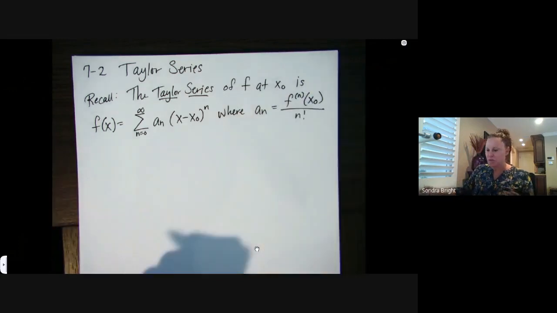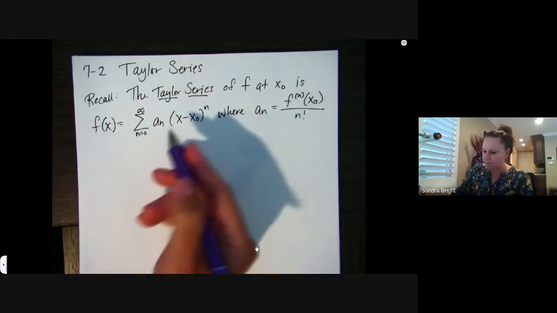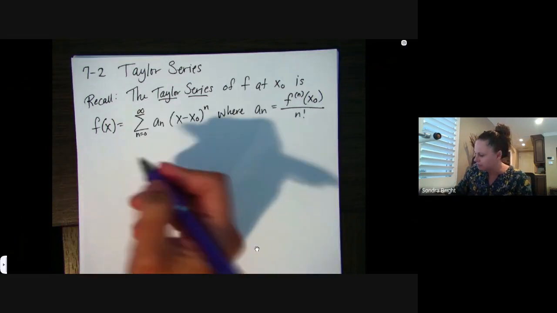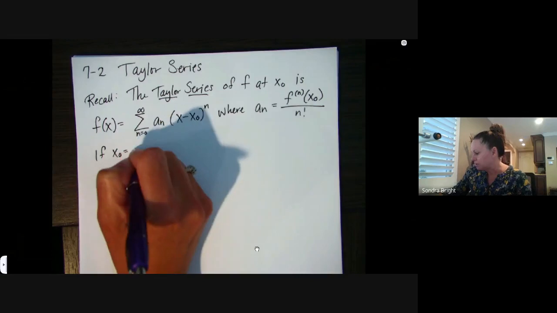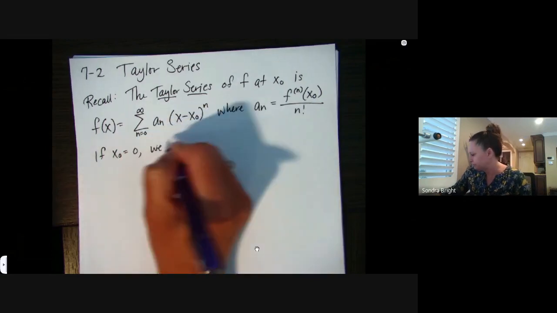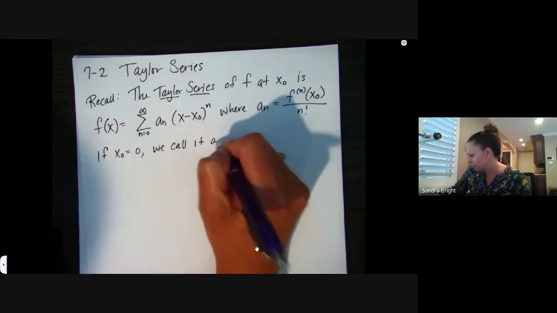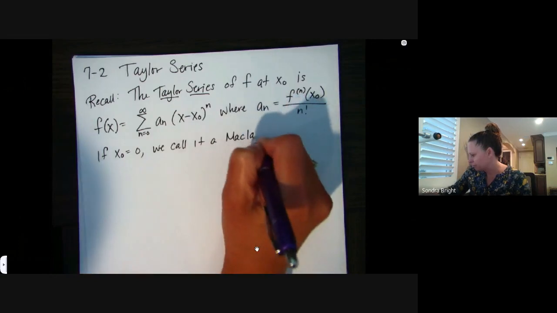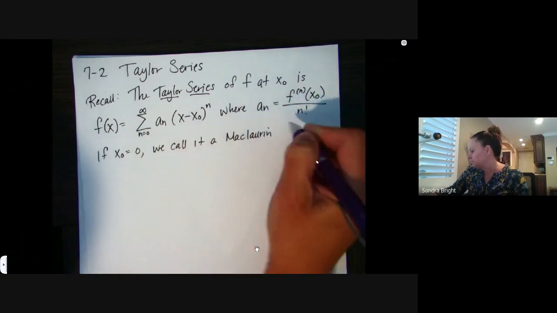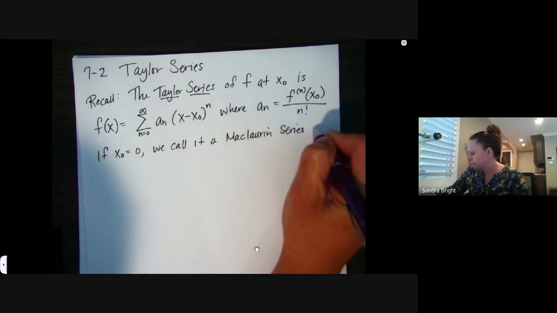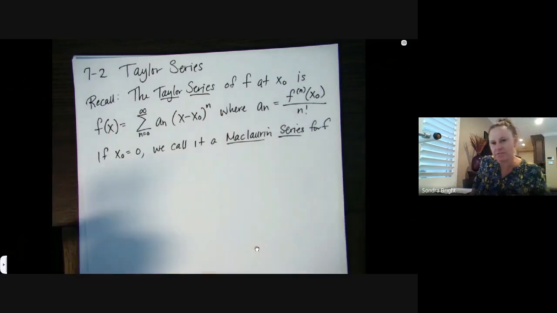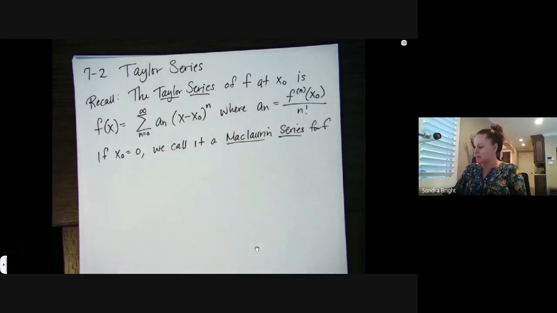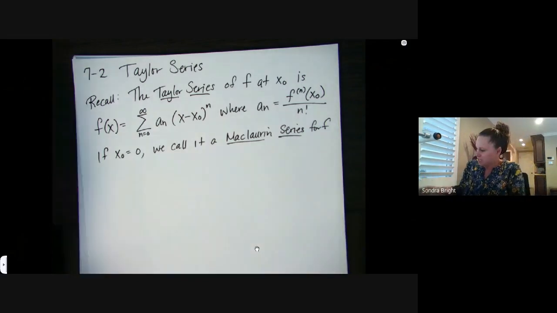Now, I'll show this expanded out in just a second, but if x naught is 0, then we call it the Maclaurin series for f. So whoever this Maclaurin dude was, he came in and was like, oh, if it's centered at 0, then call it after me instead of Taylor. Okay, so what does this mean?